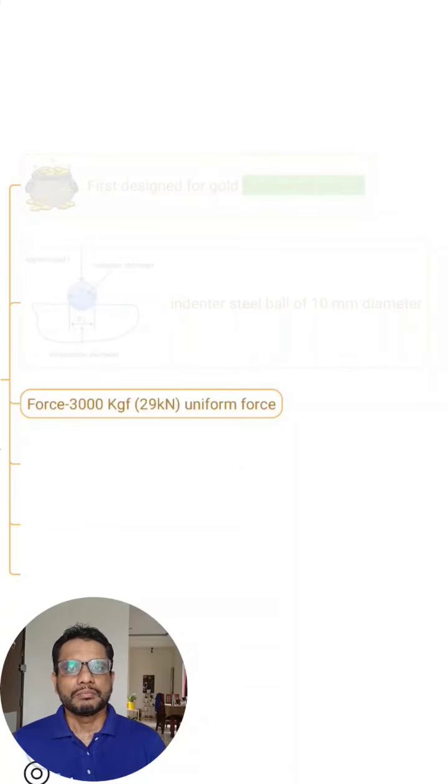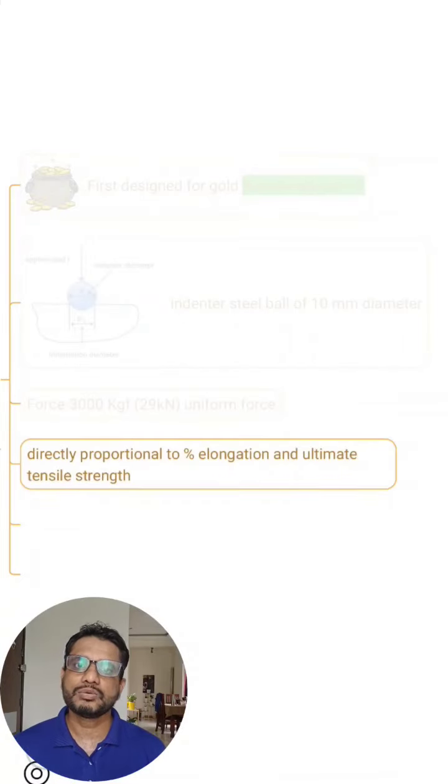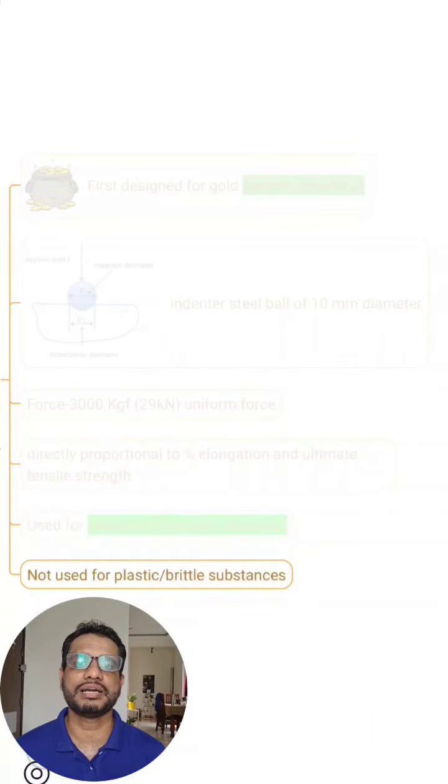Okay. Brinell hardness test depends on the tensile strength of the material and hence is directly proportional to the percentage elongation. It is used for metal and metallic substance. This test is not employed for measuring the hardness of plastic and elastic substance. So, which test is used to measure this thing? The test is Shore and Barkol, which we will be dealing with in upcoming part of this video.